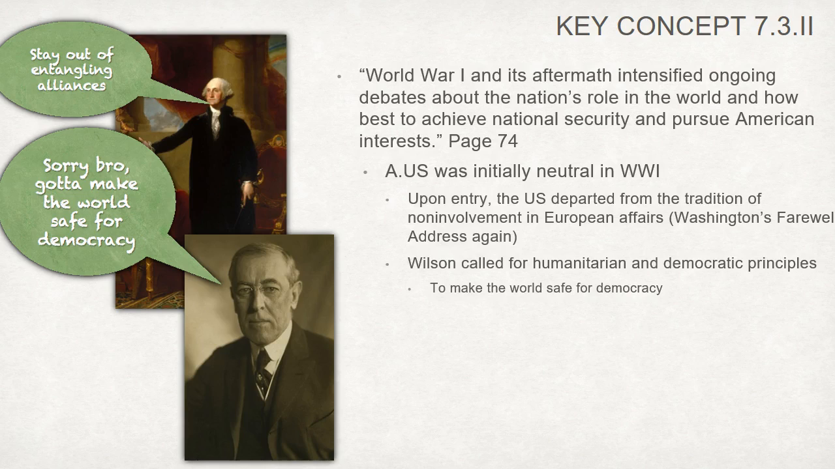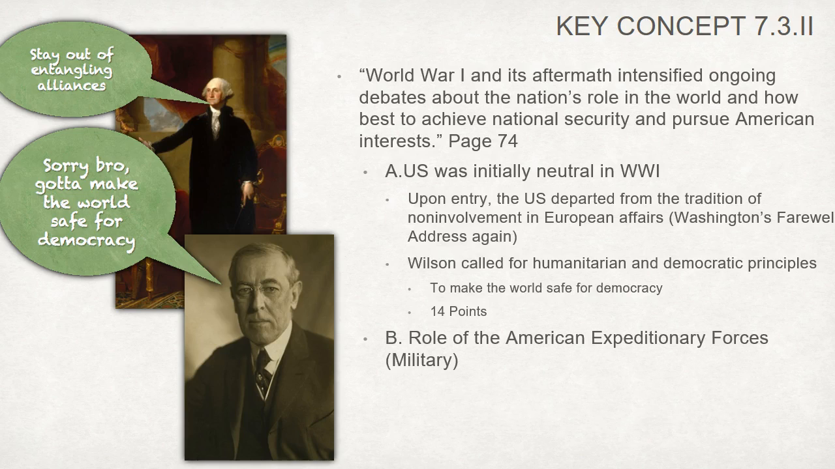Wilson is very clear on this. He comes up with his 14 points, capital F, capital P, and I'm not going to give you all the points. You don't need to know all of them, but the basic gist of them is that the United States needs to be a beacon of light in the world and that we are fighting this war to make it safe for democracy. Not much of that is going to come to pass. We'll talk about that in a moment.